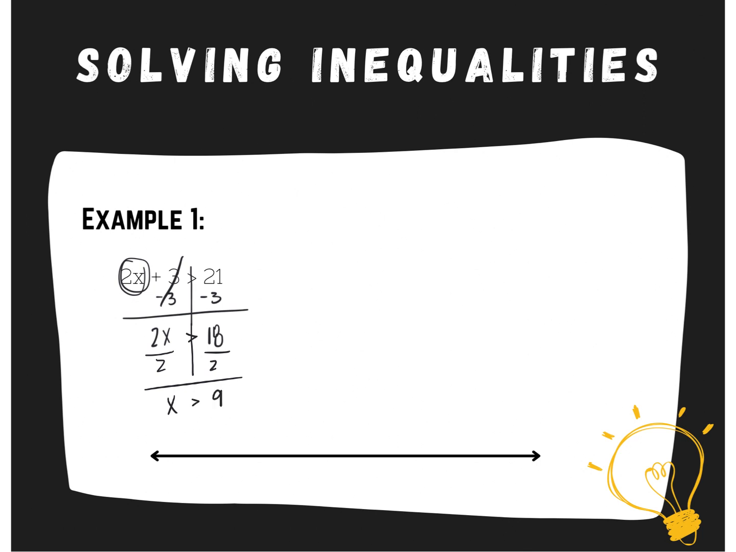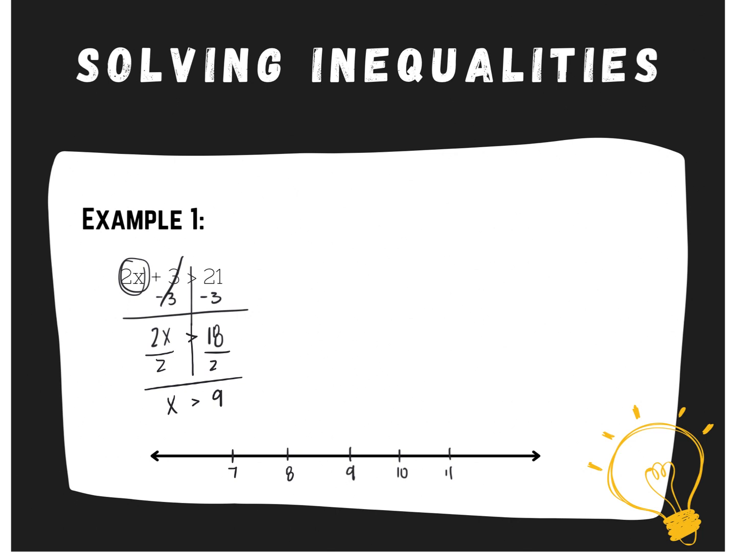Now, with inequalities, we're often graphing them on a number line to show that there are many solutions. So if x represents things that are greater than 9, that means x could represent 10, 11, 12, 20, 50, 92, a million, anything that's greater than 9. So we put that on a number line to represent the infinite number of solutions that there are.